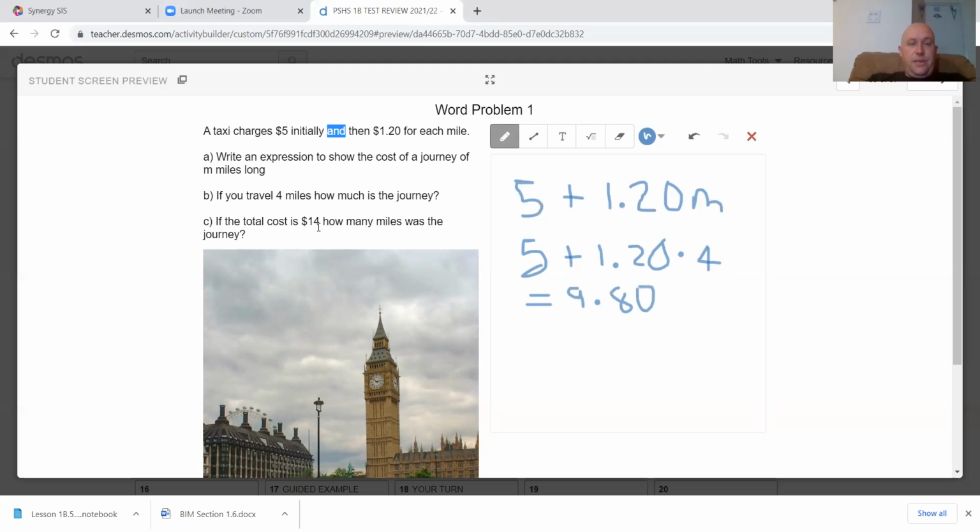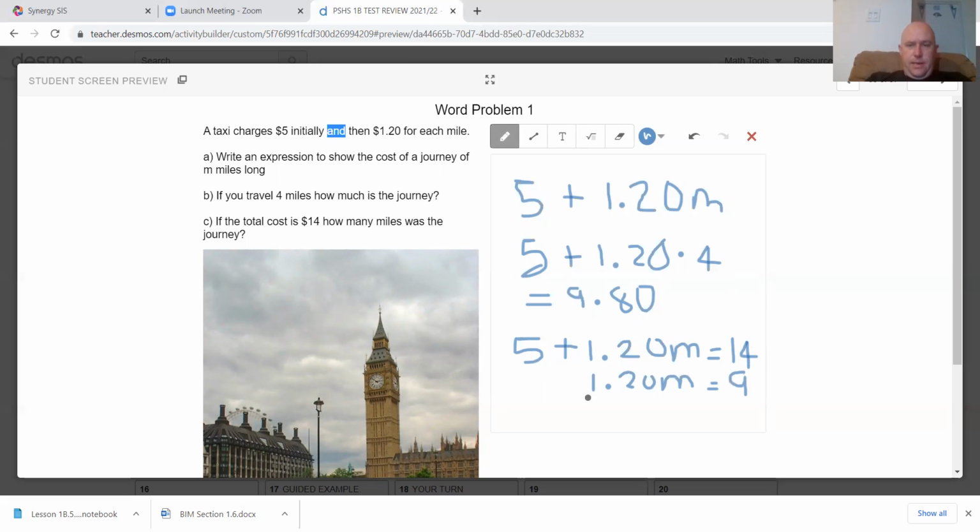If the cost of the journey is $14, how many miles was the journey? So this time we don't know the miles, but we do know the total price. So I can just set the equation equal to this one then. Oh, sorry, the expression, I guess. And I can create an equation. So 5 plus 1.20m equals 14. I can subtract 5 from both sides, which would give me 1.20m equals 9.